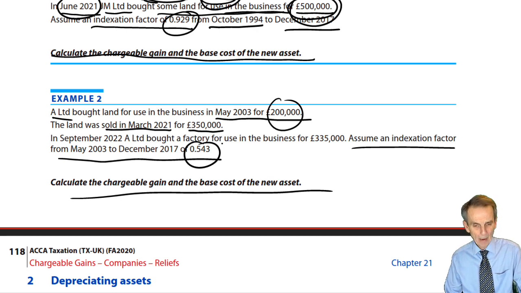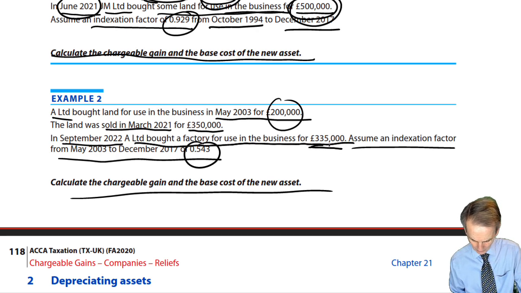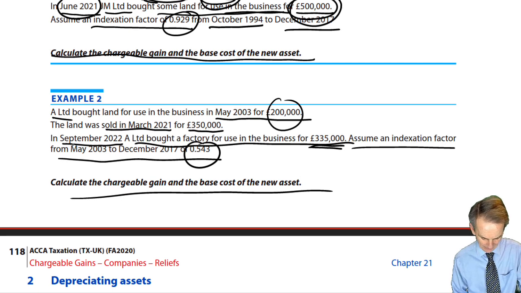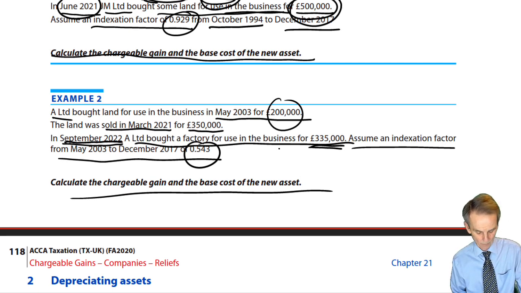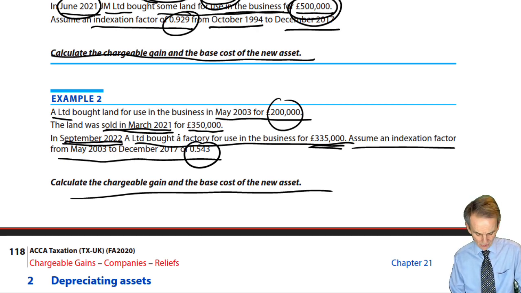The issue then is about the extent, if any, of rollover relief available. In September 2022 there, the company bought a factory for use in the business for £335,000. Date September 22. Sale March 2021. This reinvestment is occurring after the disposal. Is it within the relevant timescale? Yes, of course it is. This is well within the 3 years following the disposal date that this reinvestment has occurred.